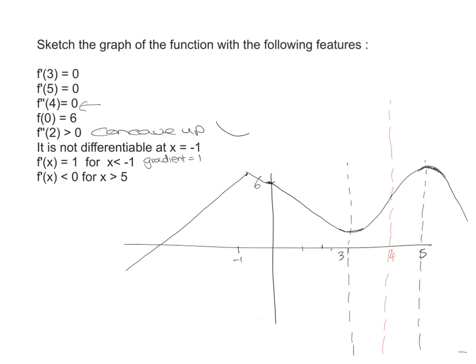Now, the specific y values don't matter apart from the y-intercept, because you were given that y value. You were given that y is 6, so it has to go through that. But the y values for the turning points aren't important, as long as you've got the turning points, or stationary points, at the right position in terms of x.